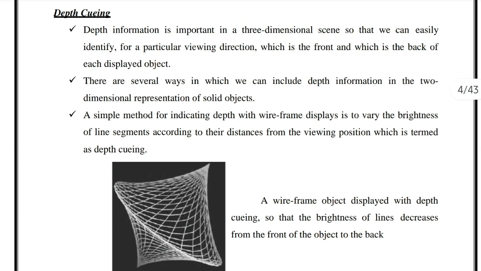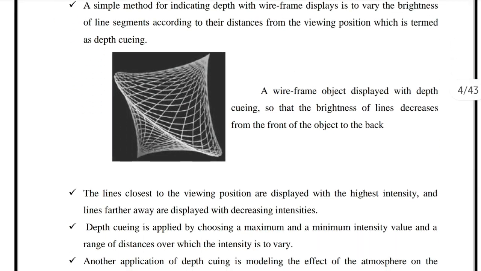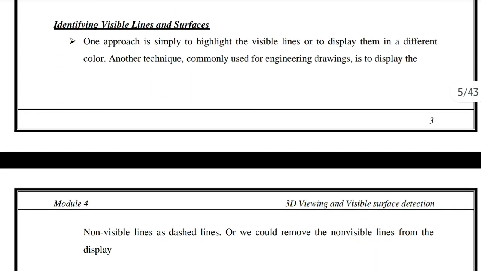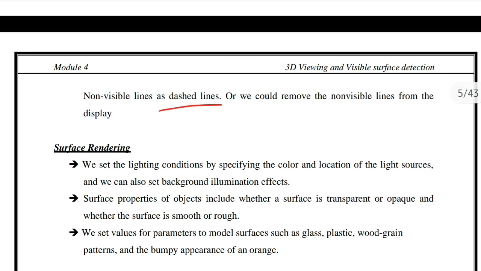And depth cueing. Depth cueing means you can define the depth by using wireframes like this. You can easily see in this diagram a cube, a cone here and another cone attached here. So that is what a wireframe object is. And with depth cueing, you can define the depth in it, meaning I can easily understand this part is nearer to me than these parts, right? Identifying visible lines and surfaces: the front line should be visible and the back line should be non-visible, or it can also be shown as dashed lines.